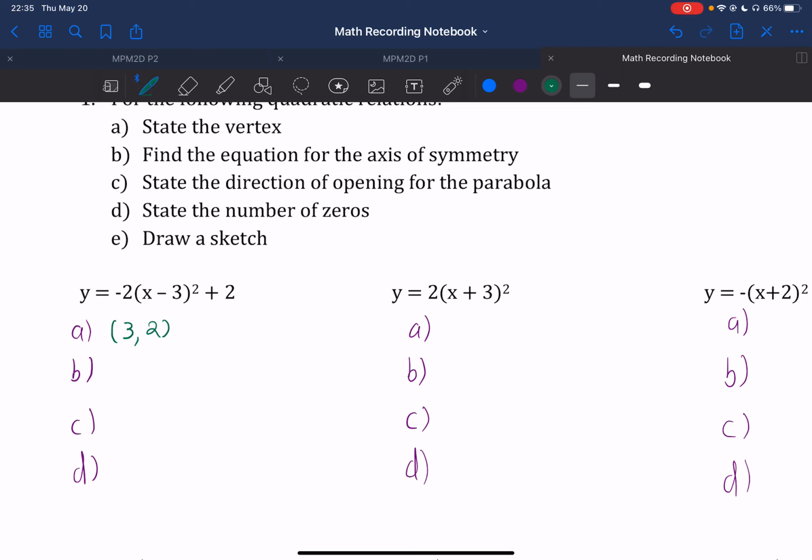Now, our equation for the axis of symmetry has always been the x value of our vertex. So we can now say that it is just x equals 3, because the x value of our vertex is 3, so therefore our equation for the axis of symmetry is x = 3. State the direction of opening. In this case, we have a -2, and the negative tells us it's going to open down.